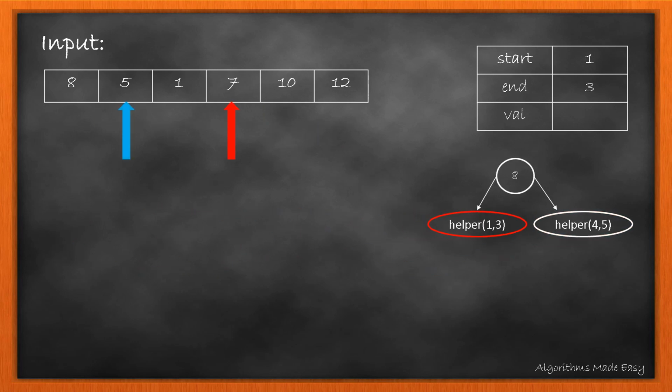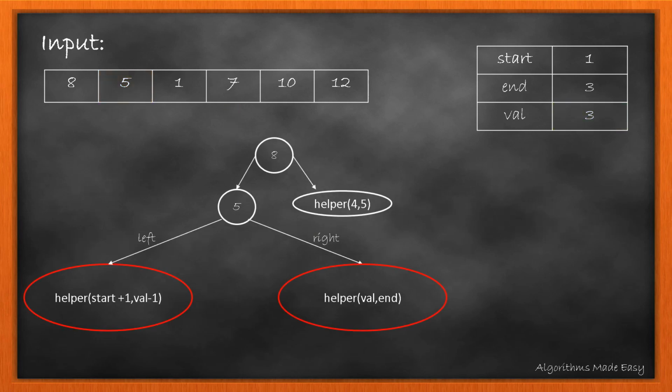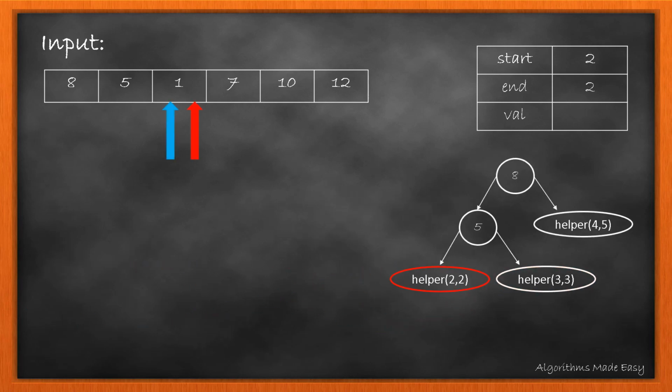Let's try to solve the left subtree. Now the start will be 1 and end will be 3. As start is less than end, we move forward and create a root variable with value at start index. Now we will find index whose value is greater than value at start index. We find 7 at index 3, so we update val to 3. Now we recursively call on left and right subtree for 5. On left tree from 2, 2 and on right from 3, 3.